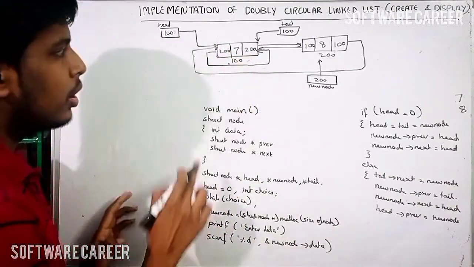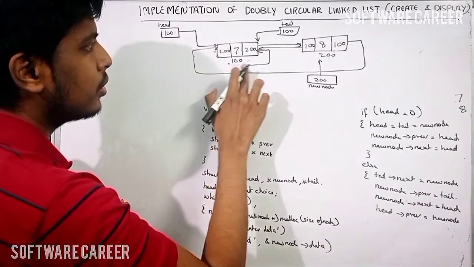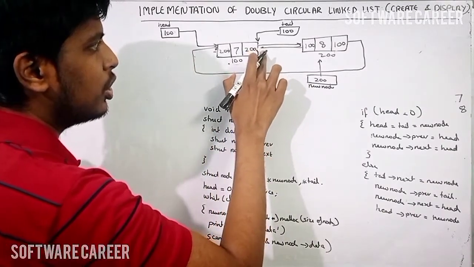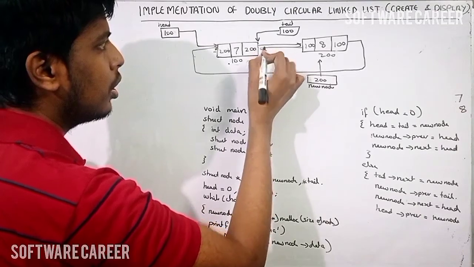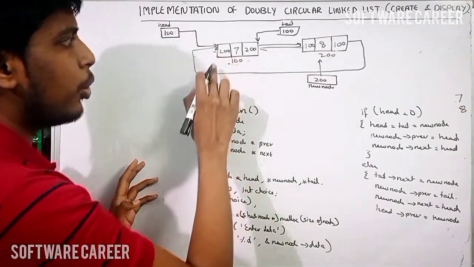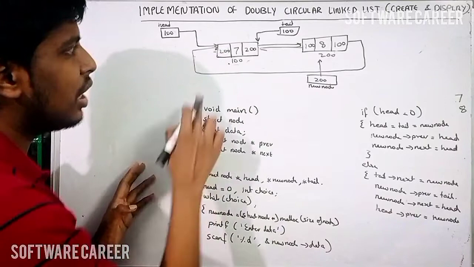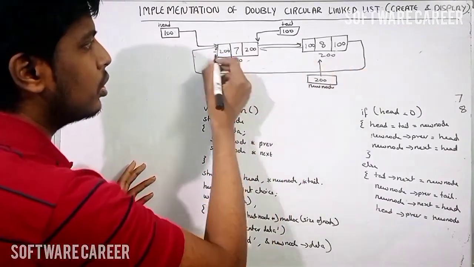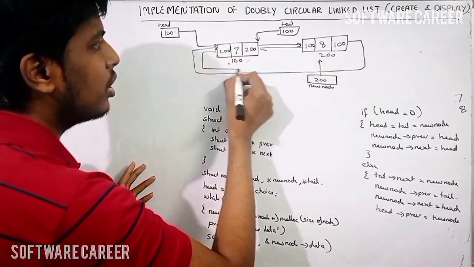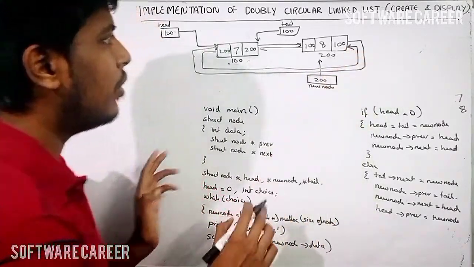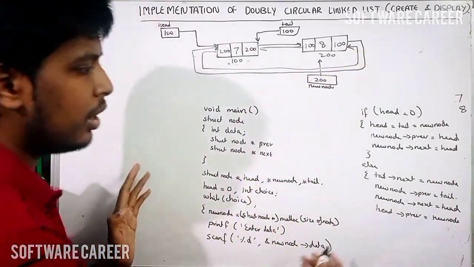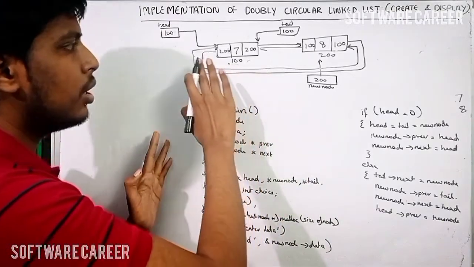So what happens? It cancels this link. It removes this link. Now see, this will point to the node which has address 200. So this node, I'm creating a backward link. This is how I create it. Now see, I have created a circular link.